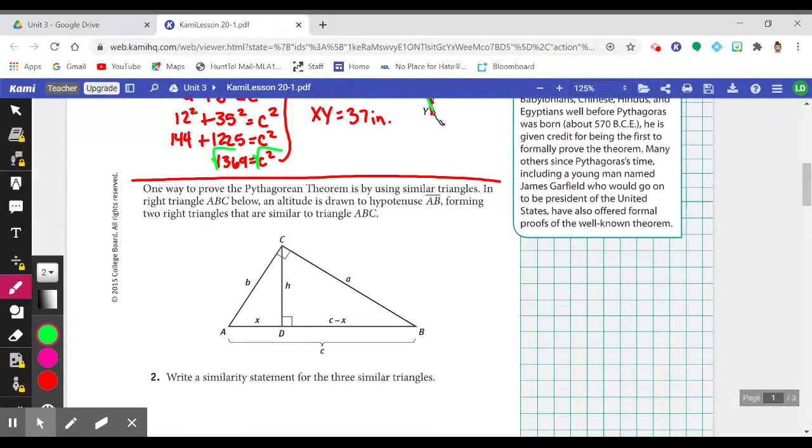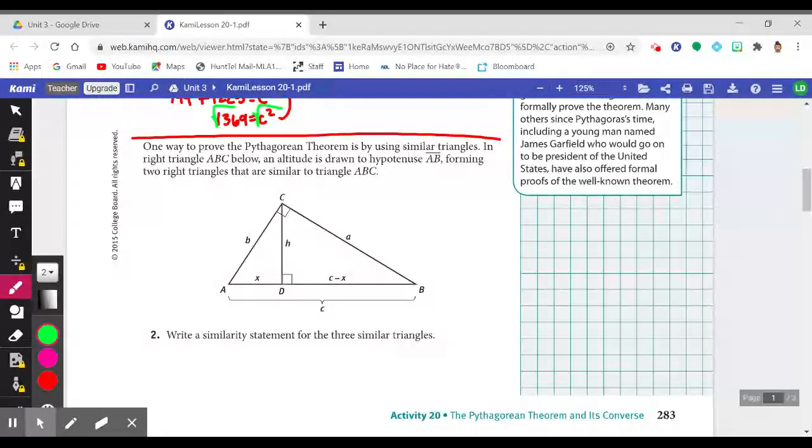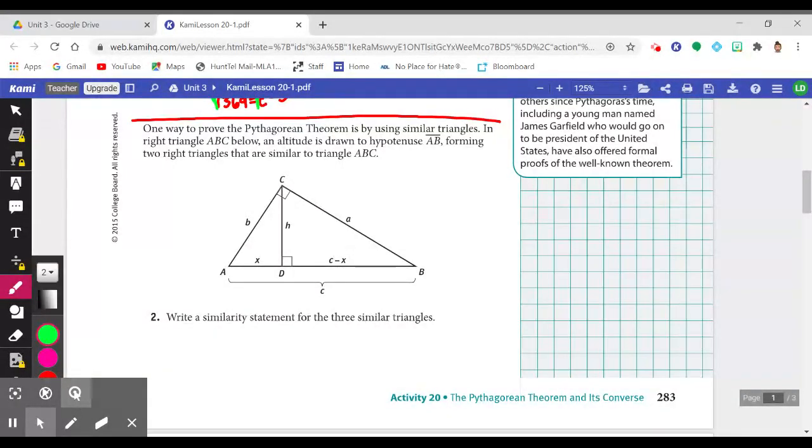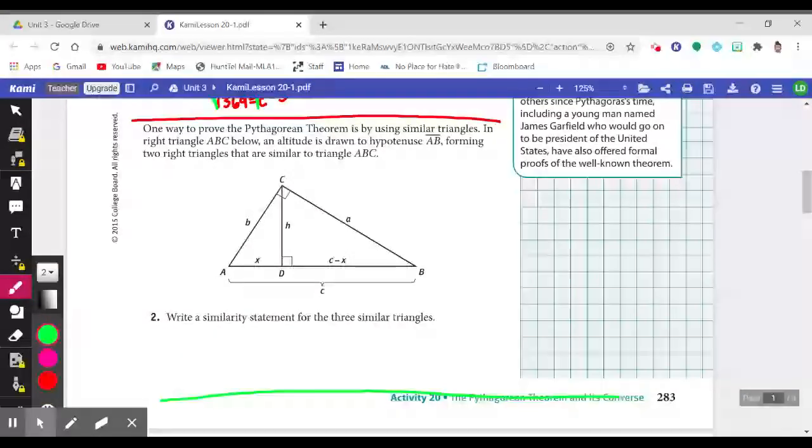But one way to prove the Pythagorean theorem is by using similar triangles from activity 19. If you notice, this is very, very similar, pun intended, to the diagram you saw in activity 19. We are going to chunk item 2. So if you would just draw a line at the bottom of the page, pause the video, and attempt to write the similarity statement for these 3 similar triangles before playing through.